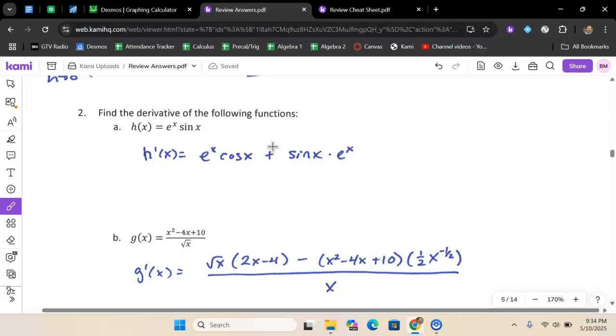So 2a here, it's a product rule. I have e to the x times sine x. So we do the first times derivative of the second plus second times derivative of the first. Okay, so just a very basic product rule there.